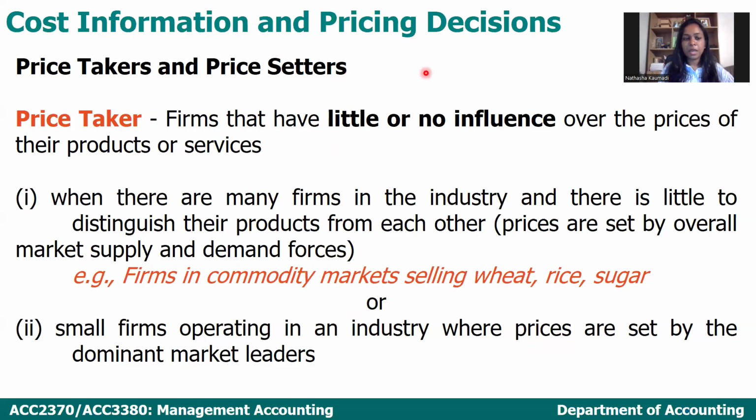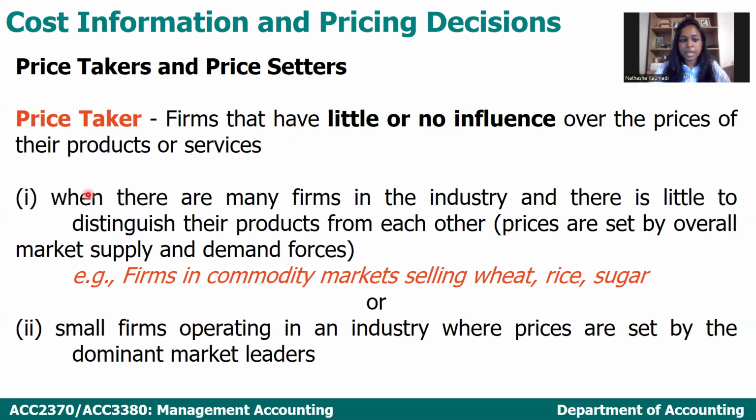What is the relationship? Before that, you need to know two parties in this economy. Two parties. Price takers and price setters. Who is a price taker first of all? Firms that have little or no influence over the prices of their products or services. In this economy, in this market, some organizations can't make their own prices, they can't decide their own prices. The price takers are there. They have little or no influence over the pricing.